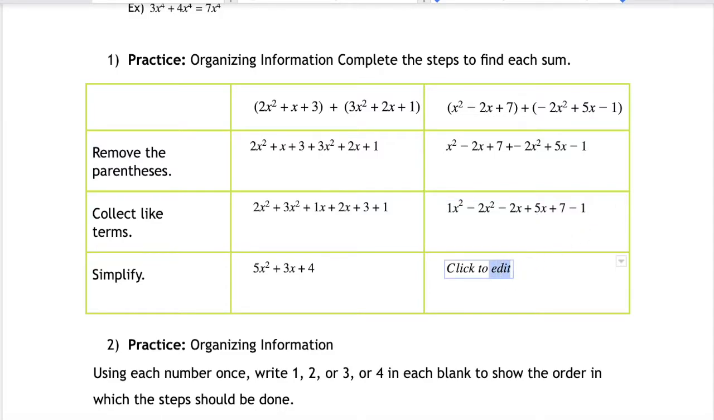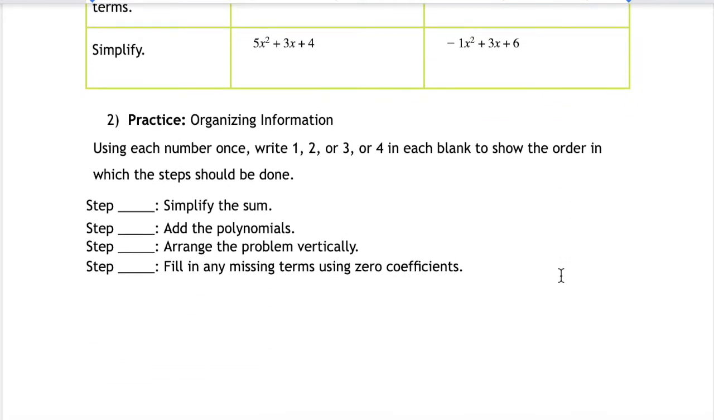So let's work on actually combining those like terms. So I have 1x squared minus 2x squared, and that's going to give me minus 1x squared. And I have minus 2x plus 5x, so that's going to give me plus 3x. And I have positive 7 minus 1, which is going to give me positive 6. So that's going to be my final expression.